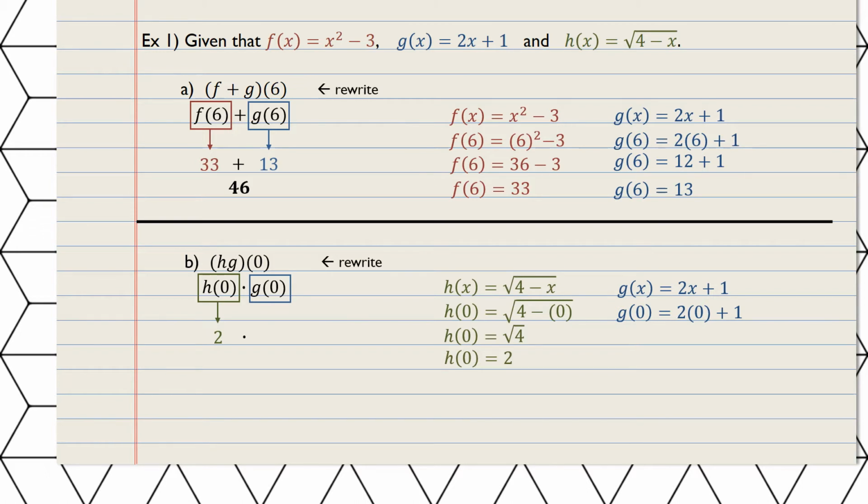There's no grouping, no exponents, but there is multiplication. 2 times 0 is 0. And we do have addition. 0 plus 1 is 1. Which means g of 0 can now be replaced with the value of 1. And so now our statement says 2 times 1, which we know is 2. And that's our answer for part B.